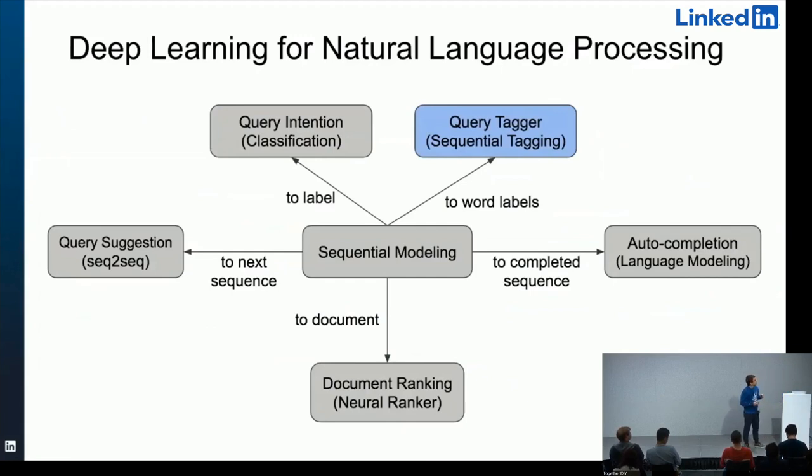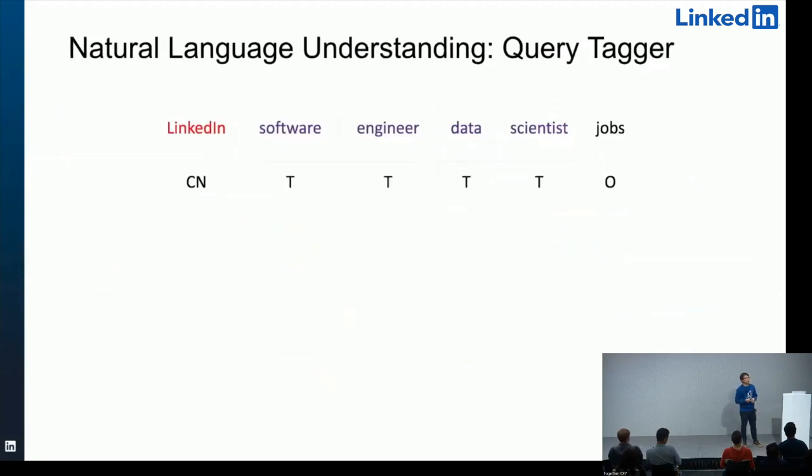Okay, the next product is the query tagger. Different from the classification task, it's all about predicting a classification for each word. This is a typical search query: LinkedIn software engineer, data science jobs. What we are interested in is identifying the entities in it. For example, LinkedIn is a company, software engineer is a job title, and data scientist is another job title. For the keyword jobs, there is no entity in it, so we tag it as O.